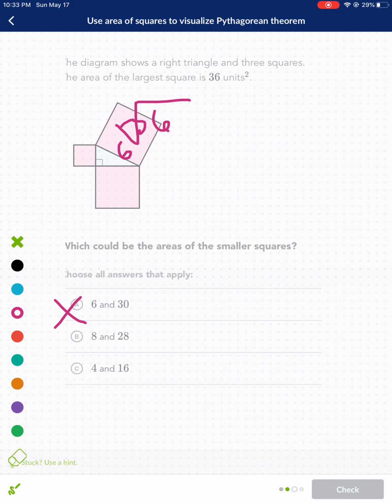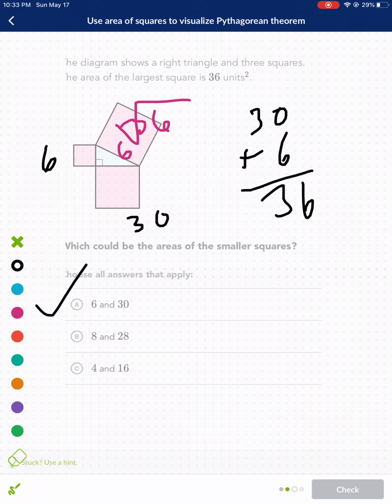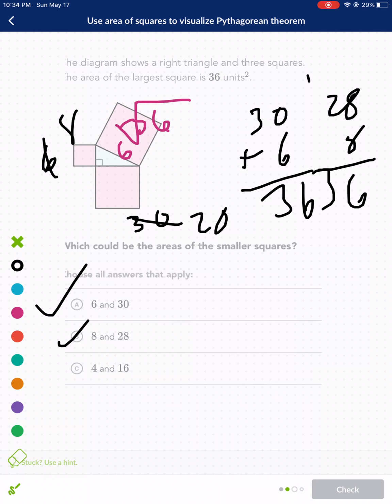Sorry, that was not right. Because it's not talking about side length, it's talking about the area that it takes up. Okay? So if this one was 6 and this one was 30, would 30 plus 6 equal 36? Yes, it would. If this was 28 and this was 8, 28 plus 8 will be 36. That one checks as well.